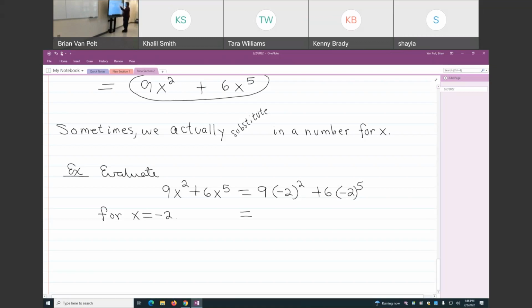What is negative 2 to the second power equal to? Positive 4. Negative times a negative is positive. What is negative 2 to the fifth power? So this will be negative. Negative 32. So I will get 6 minus 192. I believe that that is negative 156.